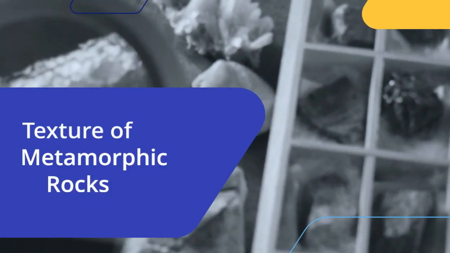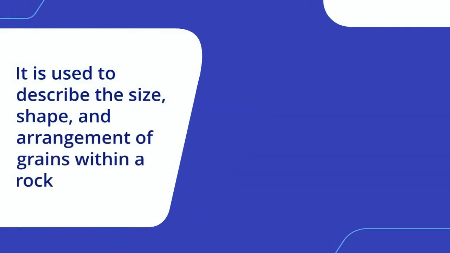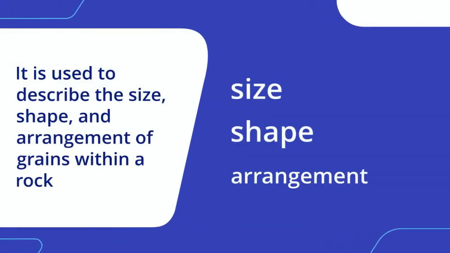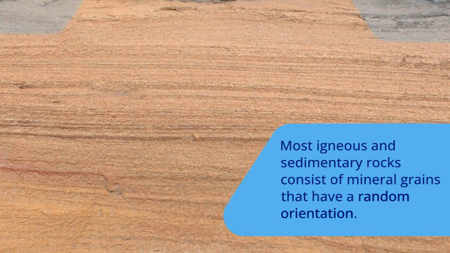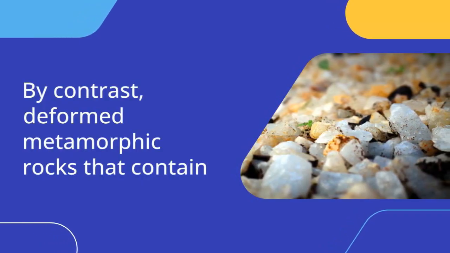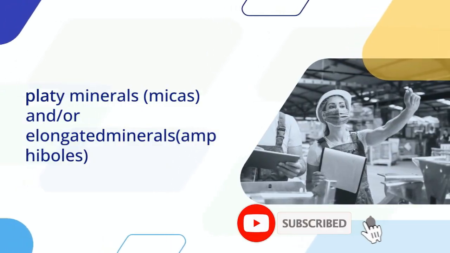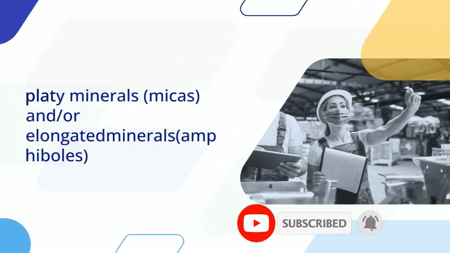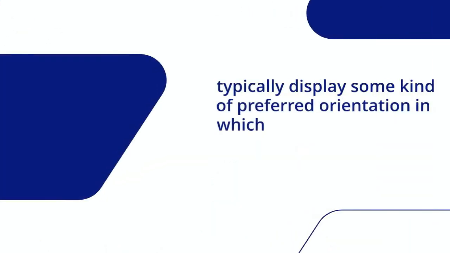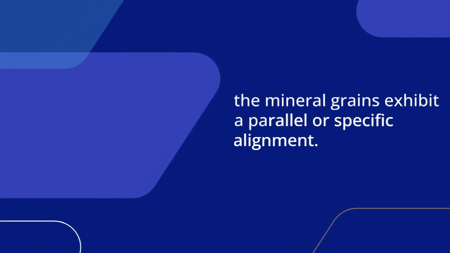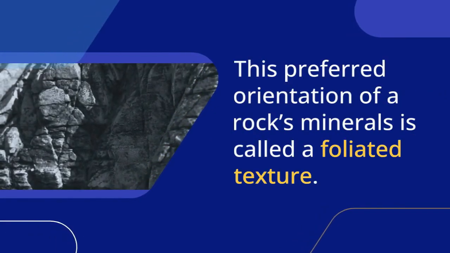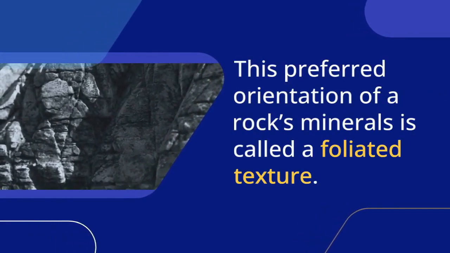Texture of metamorphic rocks. The texture is used to describe the size, shape, and arrangement of grains within a rock. Foliated texture. Most igneous and sedimentary rocks consist of mineral grains that have a random orientation. By contrast, deformed metamorphic rocks that contain platy minerals, micas, and/or elongated minerals, amphiboles, typically display some kind of preferred orientation in which the mineral grains exhibit a parallel or specific alignment. This preferred orientation of a rock's minerals is called a foliated texture.